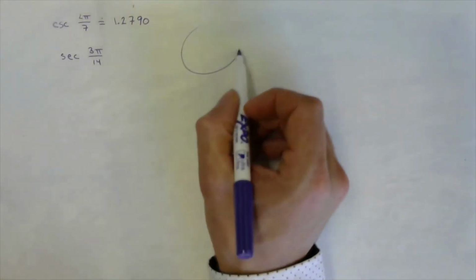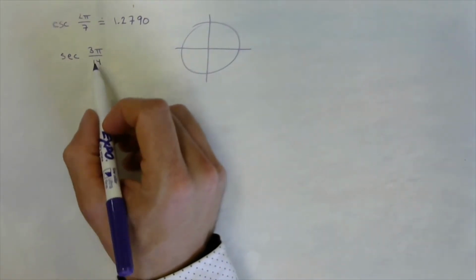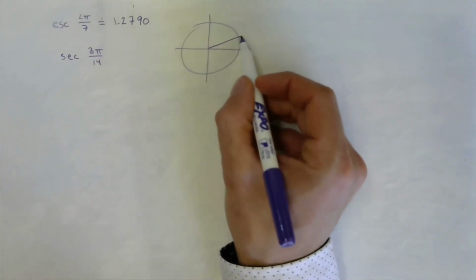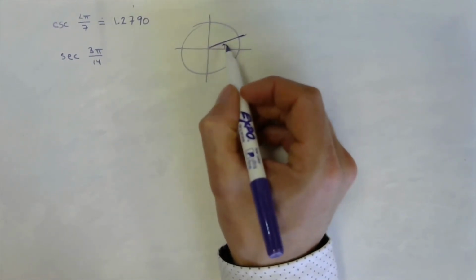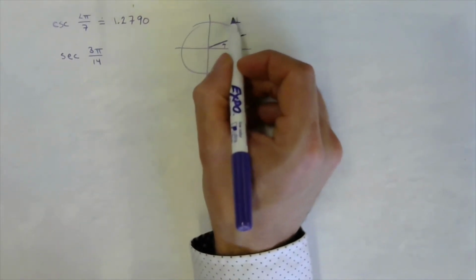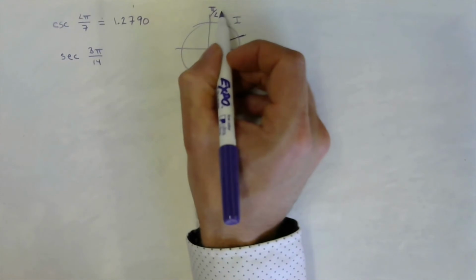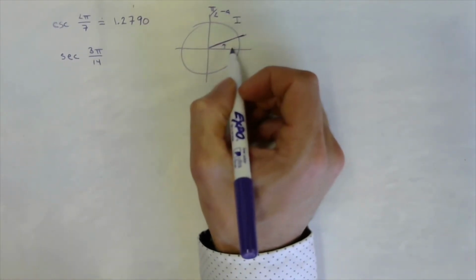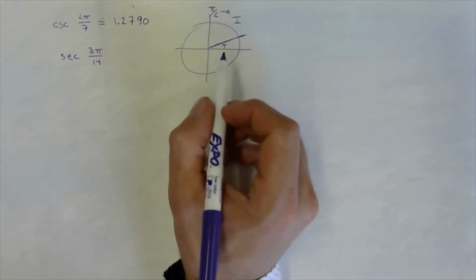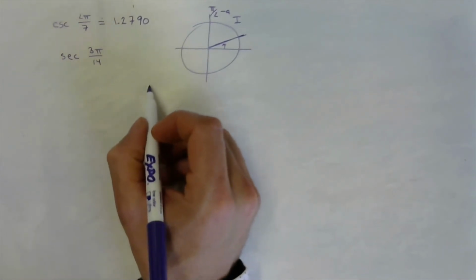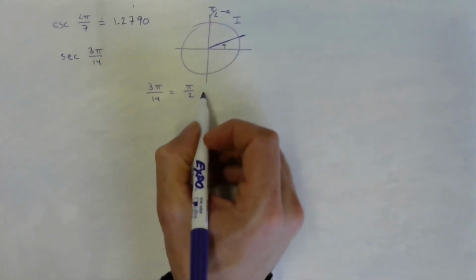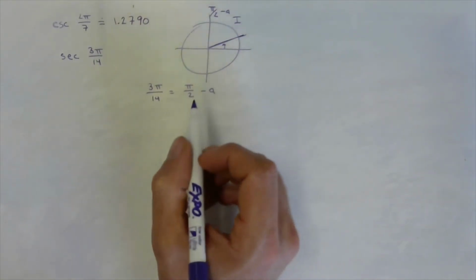So if we've got our circle, 3 pi over 14, that's less than half of a pi, way less. It's a pretty small little angle here. Let's say it looks something like that. 3 pi over 14, so we're in quadrant 1, which means we're looking at pi over 2 minus A, okay? We can express this angle as pi over 2 minus A. So if I take my work off to the side here, 3 pi over 14 is equal to pi over 2 minus A, okay?